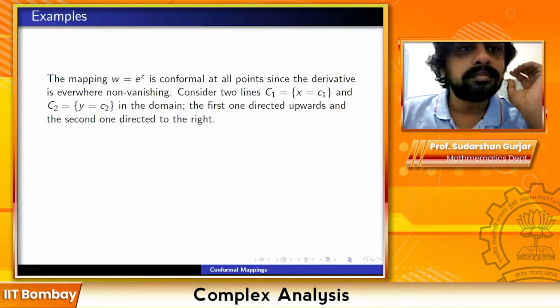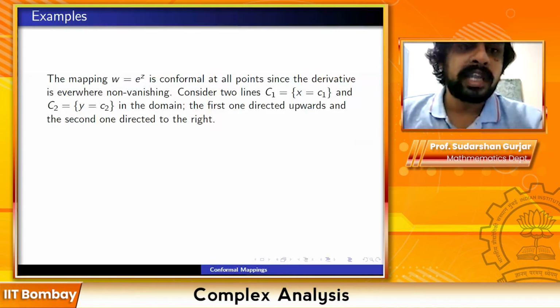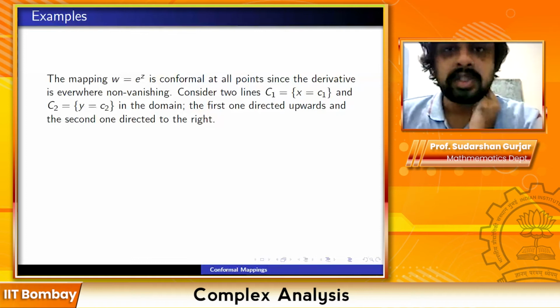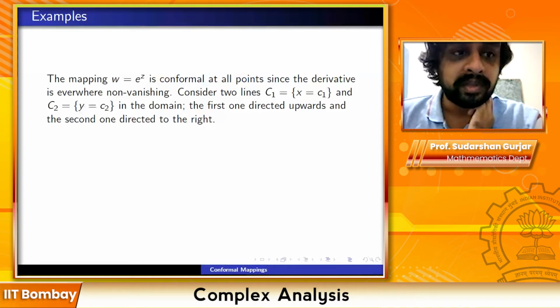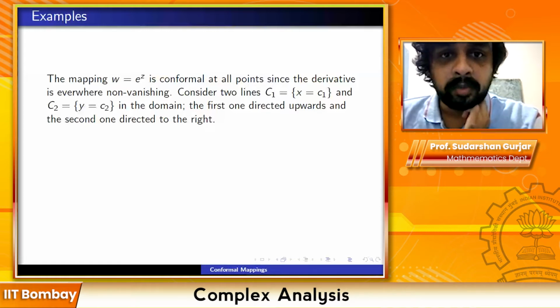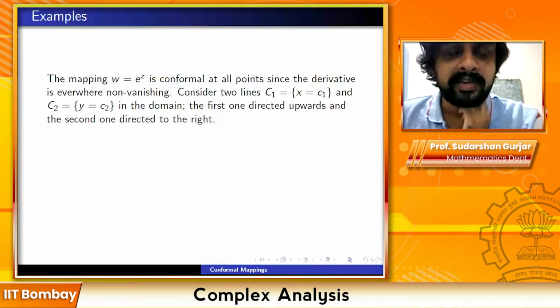So let's see some examples and some non-examples. What's an example of a function for which the derivative is non-zero at all points? Well, e raised to z is this God-given function. So w equal to e raised to z is conformal at all points, since the derivative is everywhere non-vanishing.